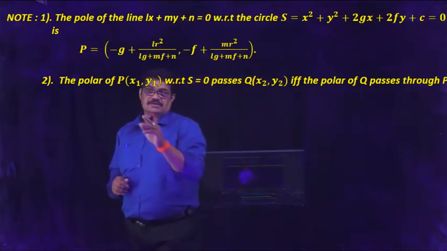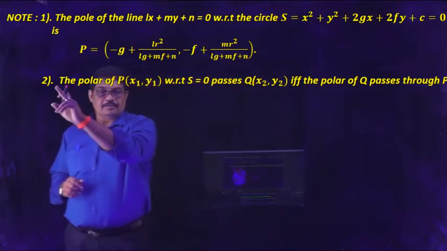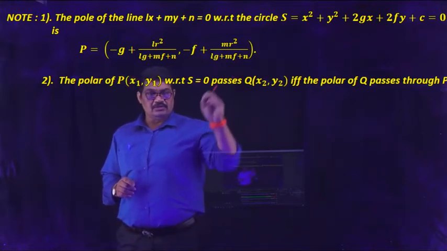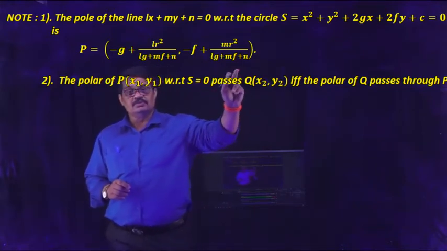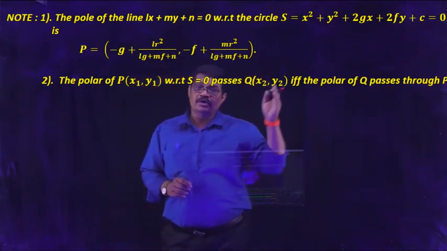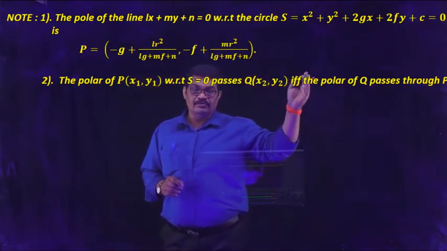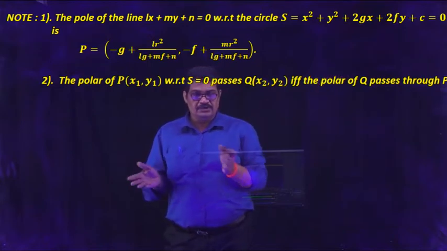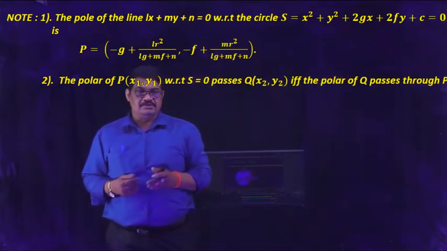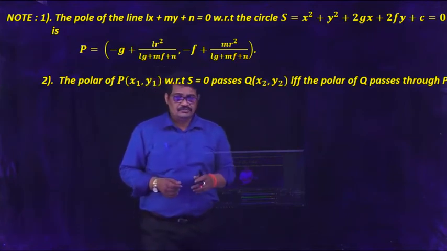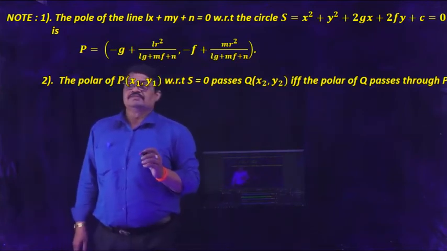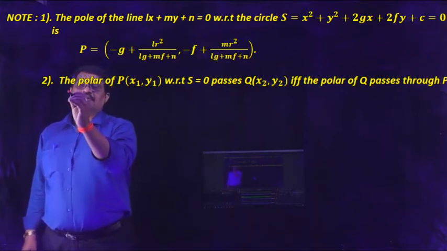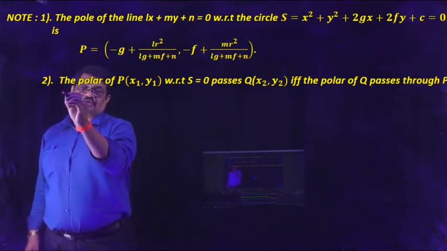Next, see the second note here. The polar of P(x1, y1) with respect to S = 0 passes through Q(x2, y2) if and only if the polar of Q passes through the point P. These are the two statements, vice versa. So first, we have to take the circle, and now just see the solution for this second note.